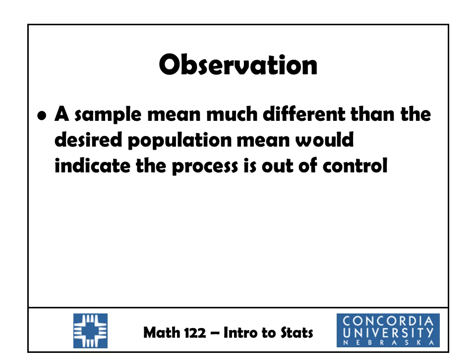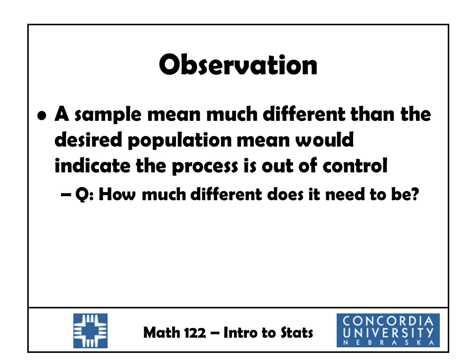So continuing on that observation, a sample mean much different than the desired population mean would indicate the process is out of control. Graphically, that means if you've got dots that are well above the center line or well below the center line, that's an indication that something's out of control. Well, the next question we have to ask ourselves is just how much different does it need to be? Is a difference of 1 or 2 units enough, or do we need differences of more units? Just how much different does it need to be?